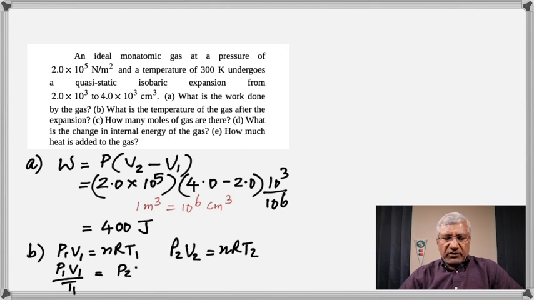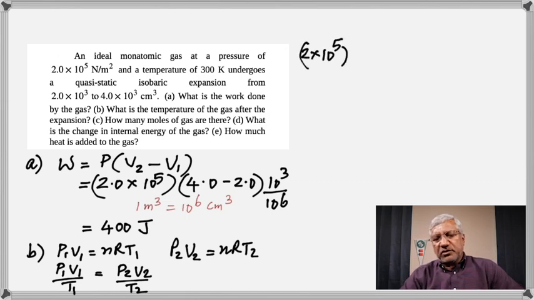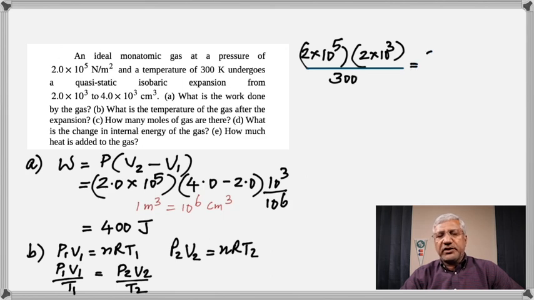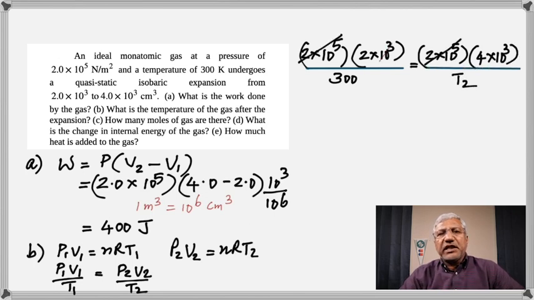So when you take the right hand sides, nR is the same, so we can put it in this format. And then we use the initial pressure and initial volume, divided by the initial temperature, which is given as 300, is equal to the final pressure given, and the final volume divided by the final temperature, which we do not know but can easily find. All right, and we get it as 600 Kelvin. Isn't that an easy question?